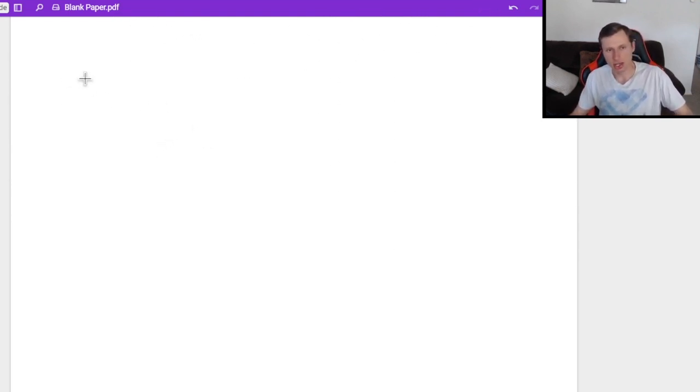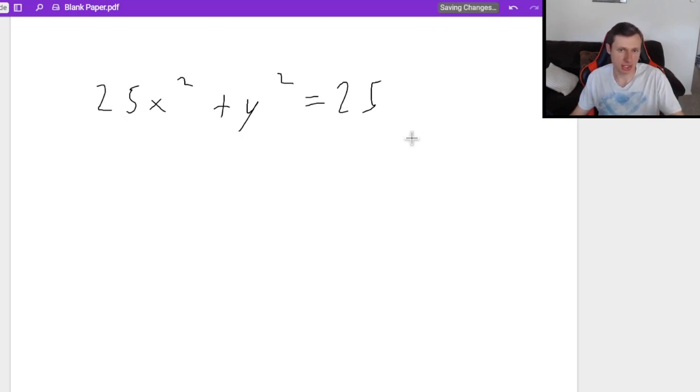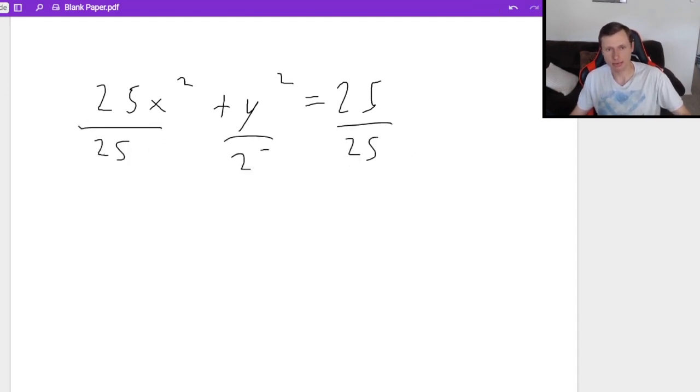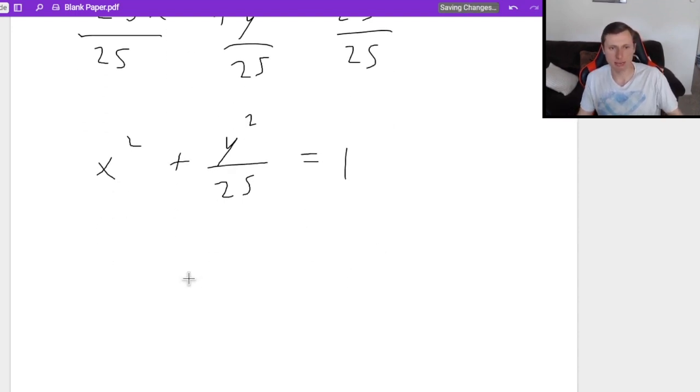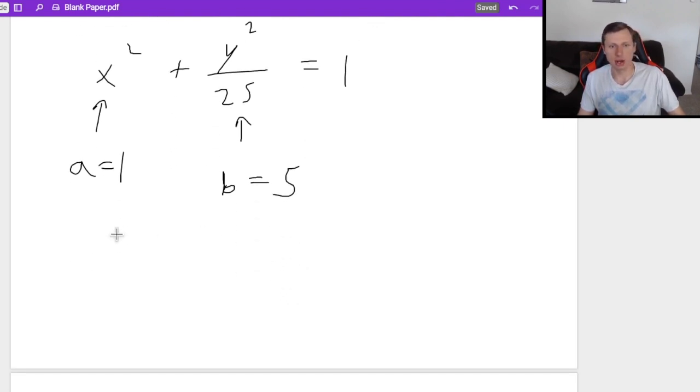Now for number 2, I've got 25x squared plus y squared equals 25. The first thing you should say when you see this is, hey, this needs to be 1, and it's not 1. So that means I'm going to divide everything by 25. And when I do that, I now just have x squared plus y squared over 25 equals 1. And this is great because now I can find a and b. If you notice, a is just going to be 1 because it's like a 1 in the denominator, and b is going to be the square root of 25, which is just 5. So there we go. I got a and b.